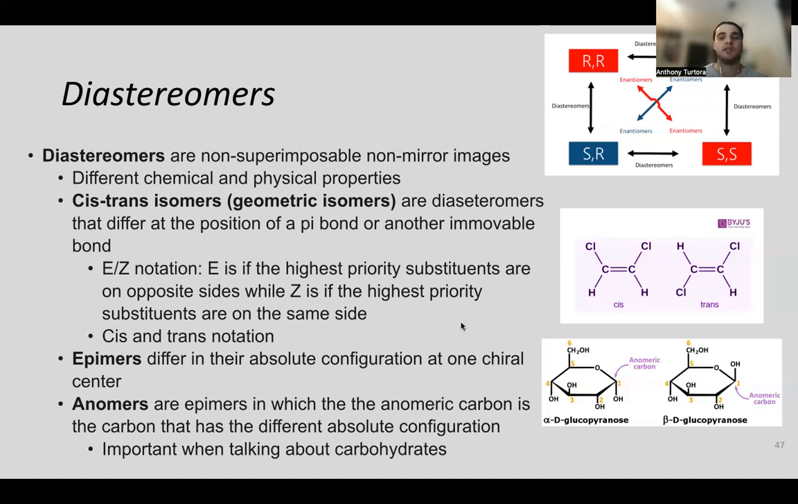And then anomers are an even more specific type of epimer, in which the anomeric carbon, which is formed in carbohydrates when they are forming a ring, is going to be the only different one. So here, when we're looking at glucopyranose, we have the two different anomers. They're exactly the same, except at the anomeric carbon, the one that has formed the ring. One is going to be R configuration, the other one is going to be S.